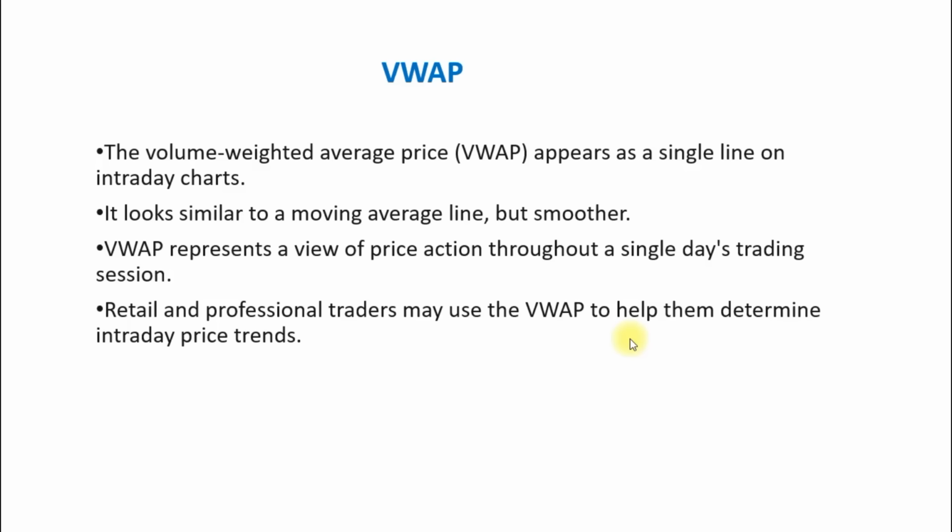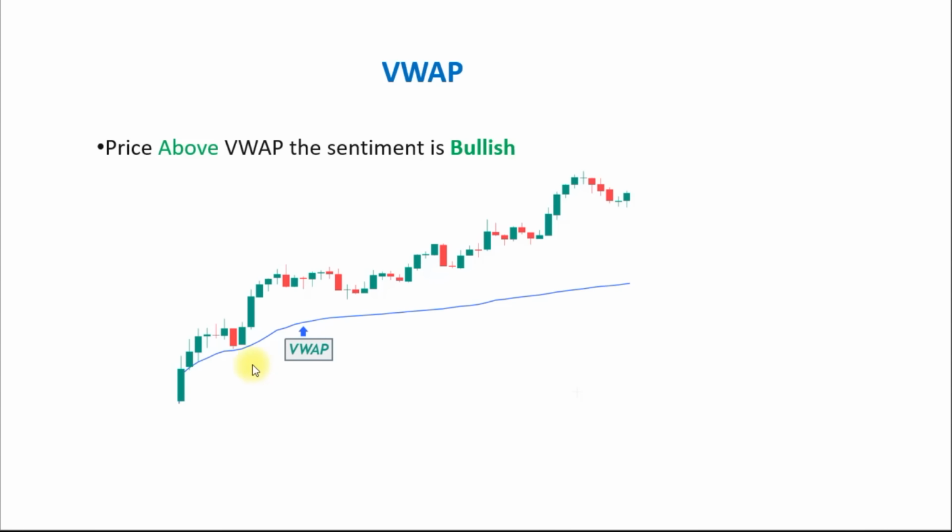It will help the retail and professional traders on how to use the VWAP, and it will also help them to understand the trend of the market, like whether the price is bullish or bearish. So VWAP can be used for the intraday traders. The blue line, this is the VWAP line which I have marked here. This is the VWAP, that is volume weighted average price.